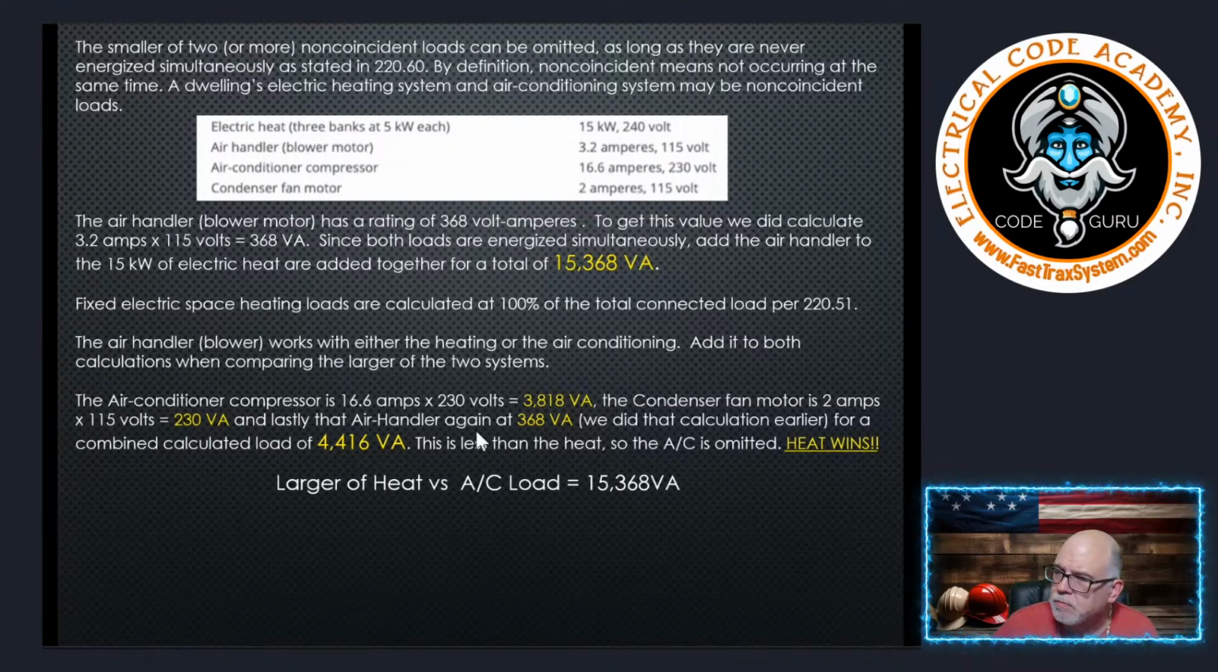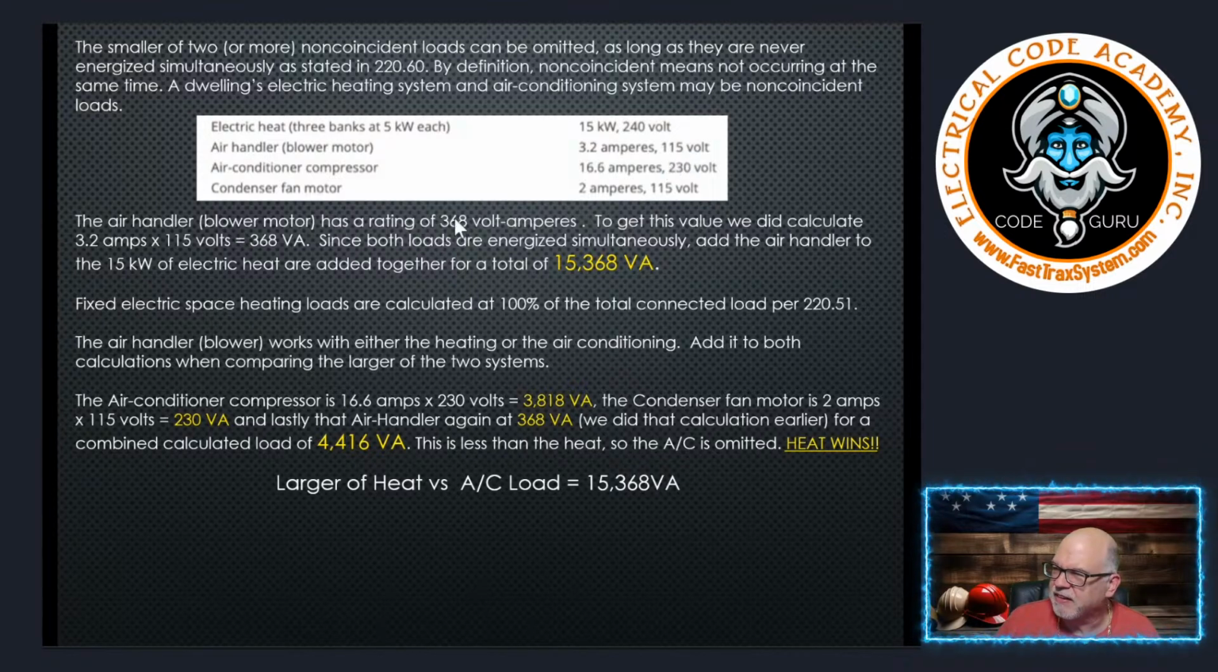All right? So let's look and see what we've got here. Now remember, we're going to be doing the 2023 edition of the NEC, so it's important. Pay attention. All right, so first thing we're going to do is we need to convert these things into VA. Well, let's do the heating first. The heating, we don't have to really do any conversion. It's already 15,000 watts, so we already got that. But that air handler is 3.2 amps at 115 volts. So we're going to convert that into a VA. So we're going to take that 3.2 times 115, and that is 368. So you can see that right here.